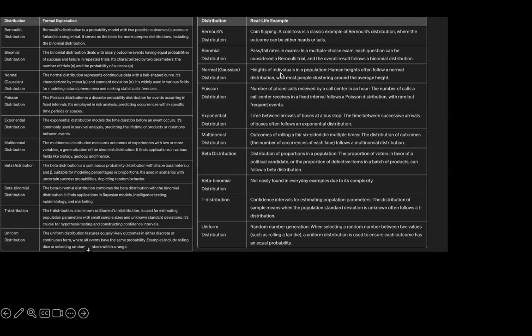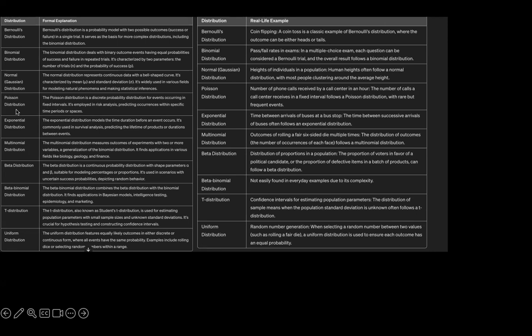And what is an example of this? Let's understand the heights of individuals in a population. What is the average human height? For girls it's almost 5.4 to 5.5, right? That means mostly the human heights fall in the range around 5.4. That's the reason you say the mean of that particular thing is about 5.4. So human heights often follow the normal distribution. That means most of the people cluster around the average height.